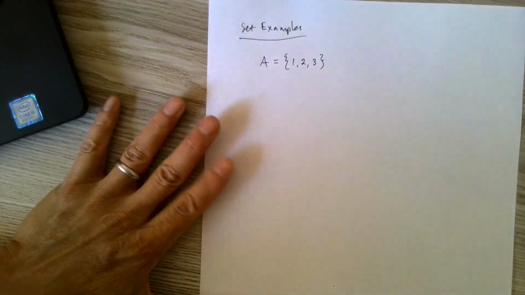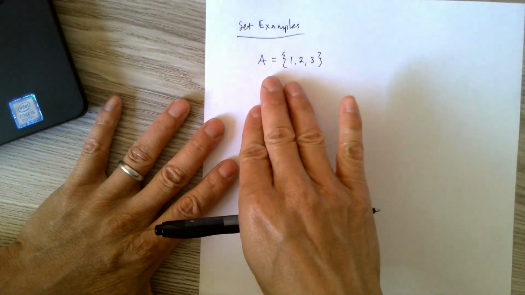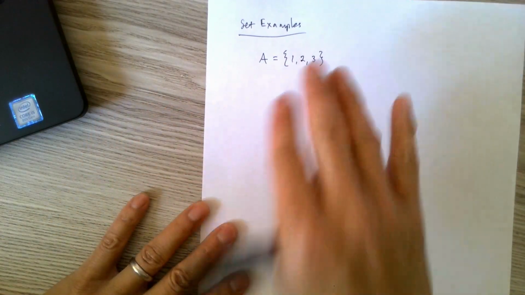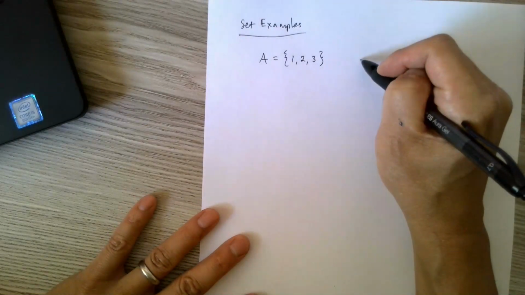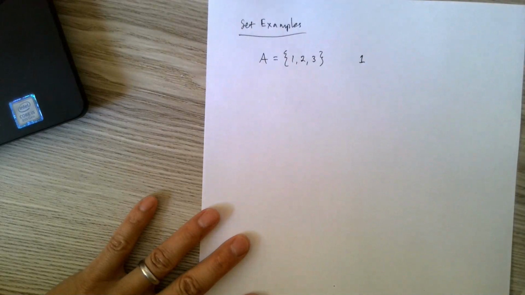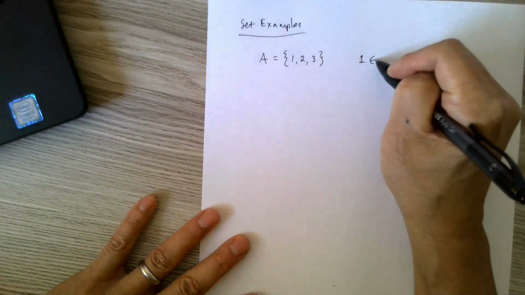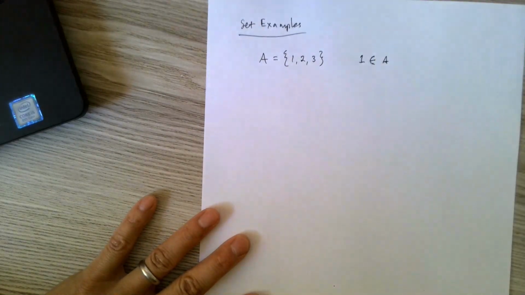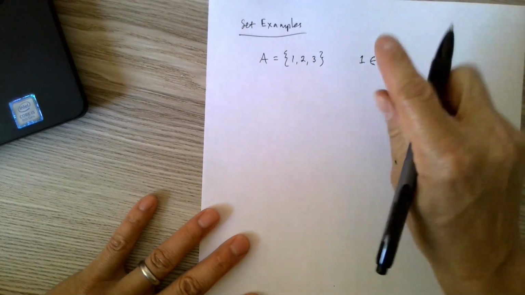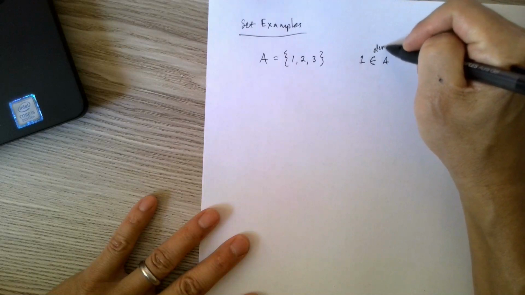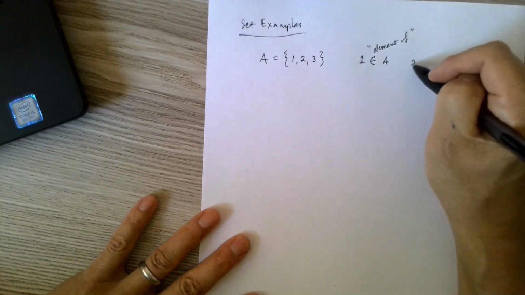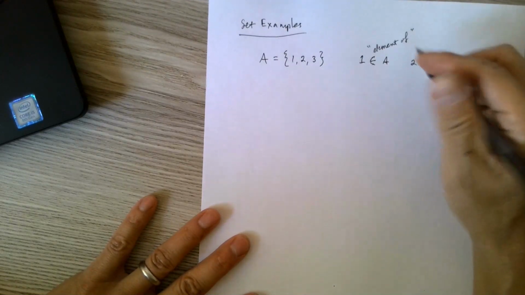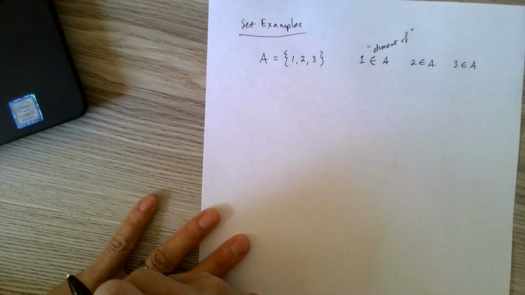So, since this is telling me that capital set A contains the elements 1, 2, 3, then I can say some things that are true about set A. For example, I can say that the number 1 is an element of set A, and in symbolic language, that's how I write that. 1 is an element of A. I can also say 2 is an element of A. I can also say 3 is an element of A.